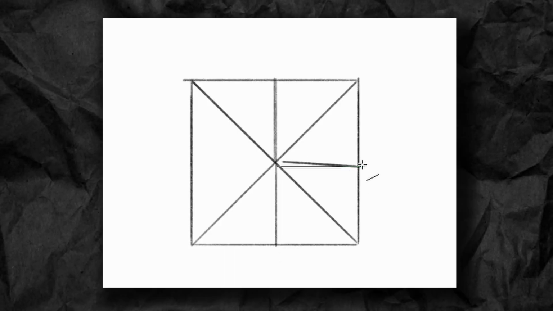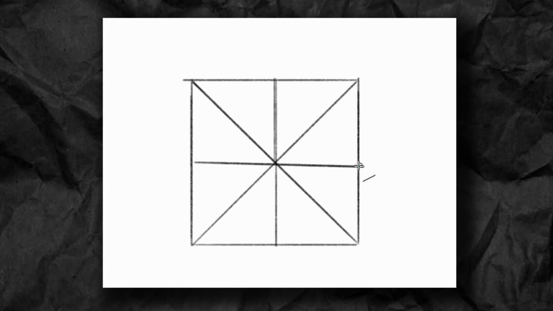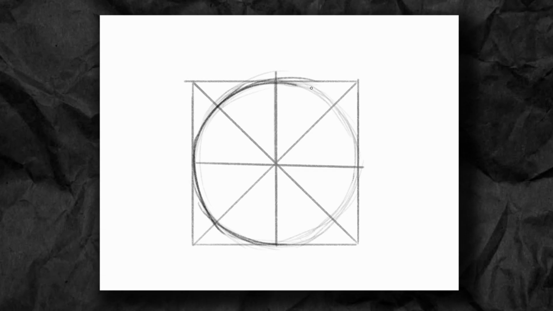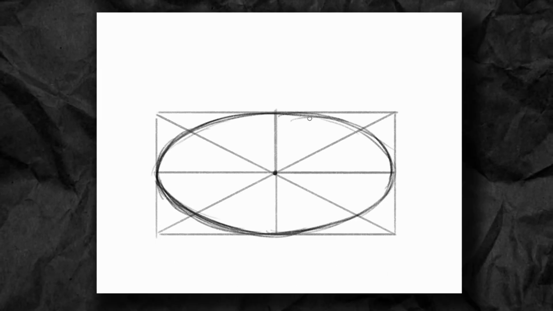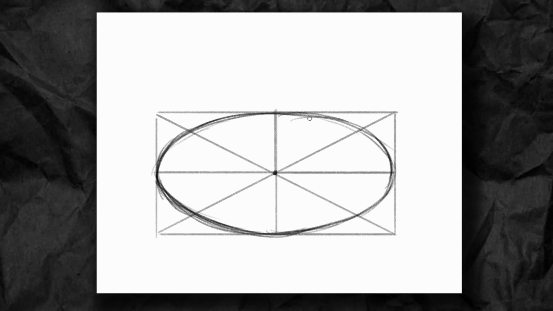To draw a circle, first draw a square and divide it into 4, using the method explained in the square and the rectangle chapter. And then, connect the 4 midpoints using a curved line. To draw an ellipse, follow the same steps, but use a rectangle instead of a square.